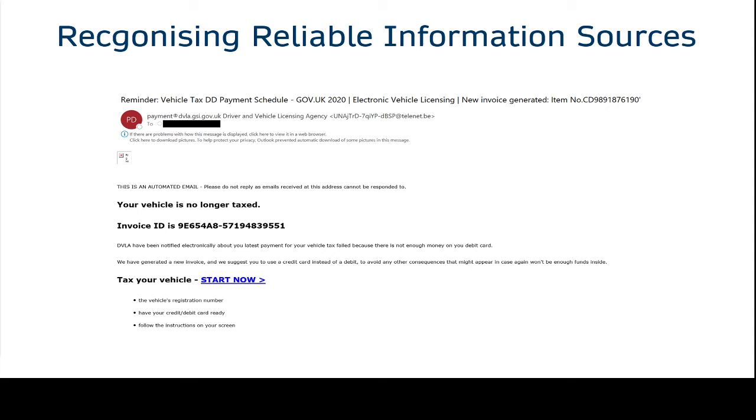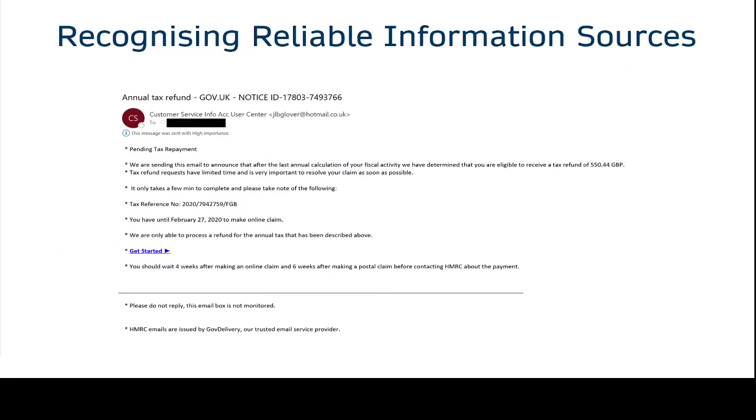So I'm reading the content of it. The words don't make any sense. I know that my vehicle is taxed, and it's not branded. It doesn't look right. The content of it is off, and the email address is wrong. So those are things that I'm looking at to see that actually this email is not from who it's pretending to be from. And if I move on to the next slide, it's another example here.